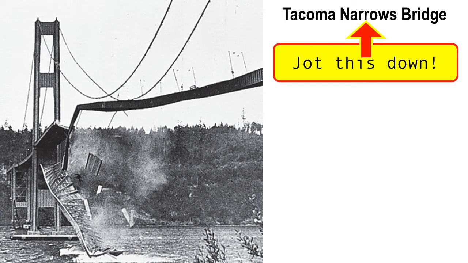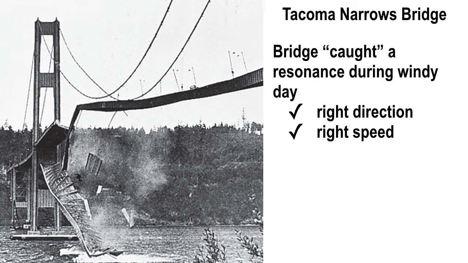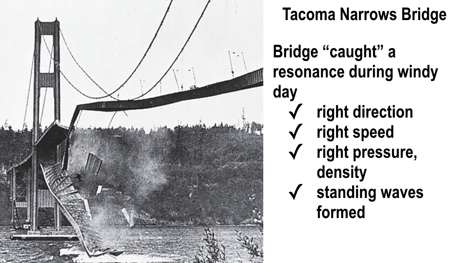Engineering majors look at that collapse and think, what exactly was going wrong? I'm going to show you some pictures of it. It's the Tacoma Narrows Bridge, back in 1940 or 1941. The wind was blowing in exactly the right direction, at exactly the right speed, and the atmospheric pressure and density were exactly right, so that something called standing waves formed on that bridge. It caught a resonance.